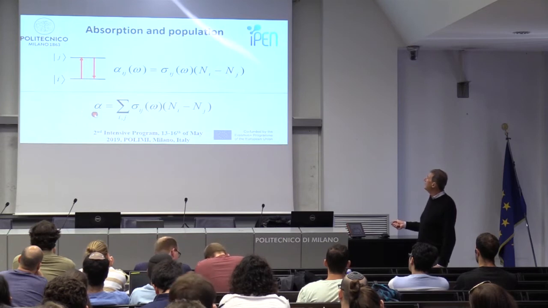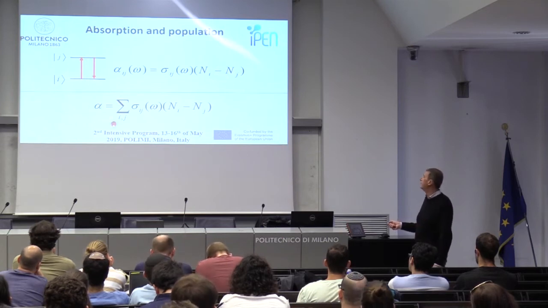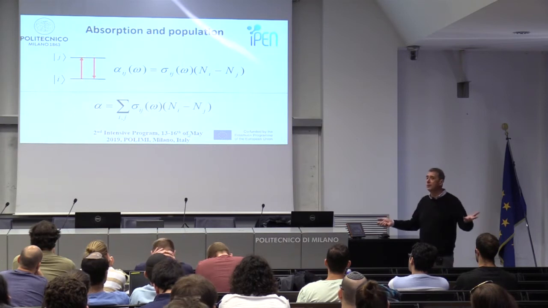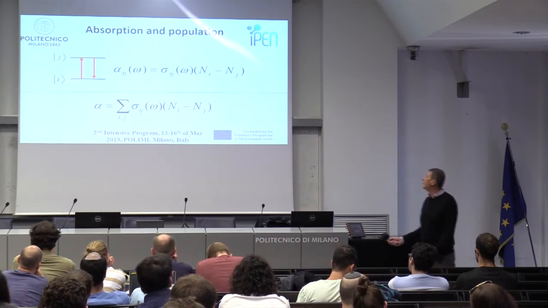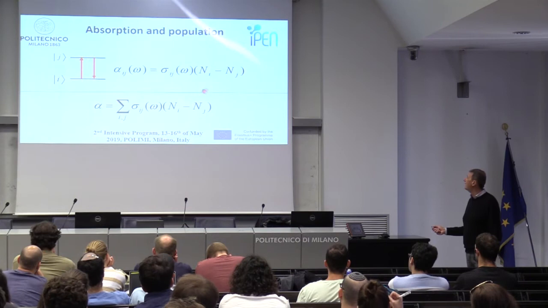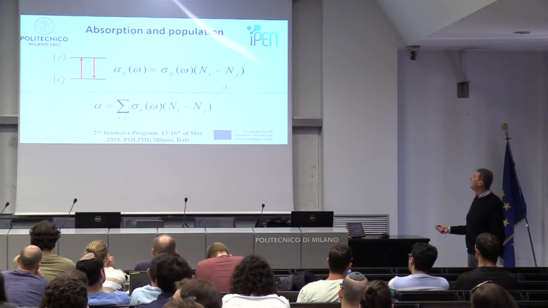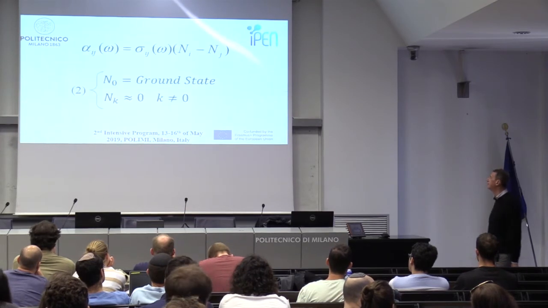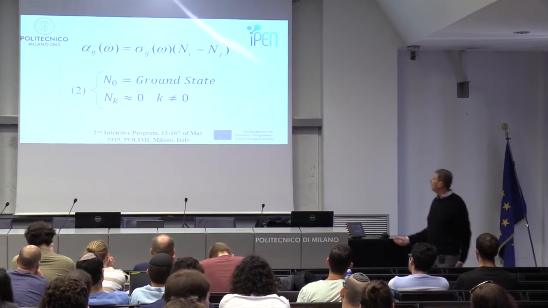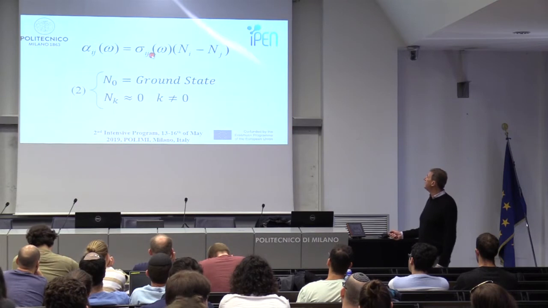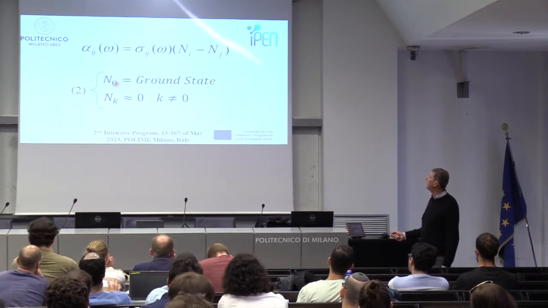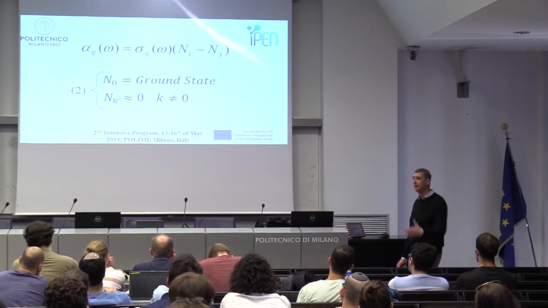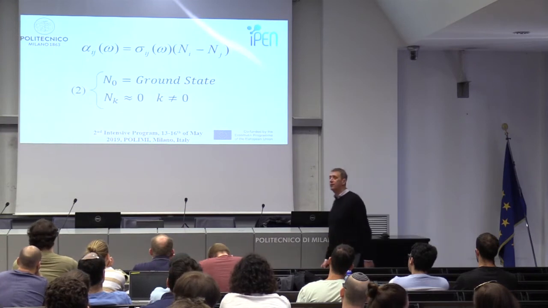And the final absorption of the material is a superposition of all possible transitions in your sample. Of course, you have to take into account that if Ni is 0 and Nj is 0, then you may have an empty level. Of course, they do not contribute. That's absorption. Now, once again, keep in mind that most of the time only the ground state is populated. That's the approximation that we do.